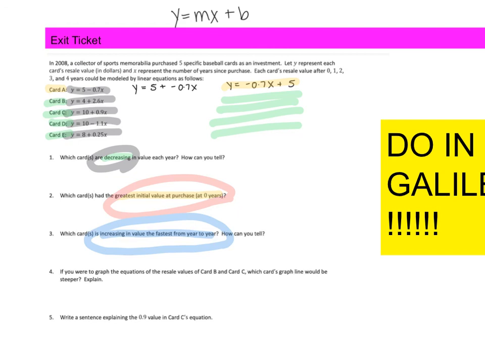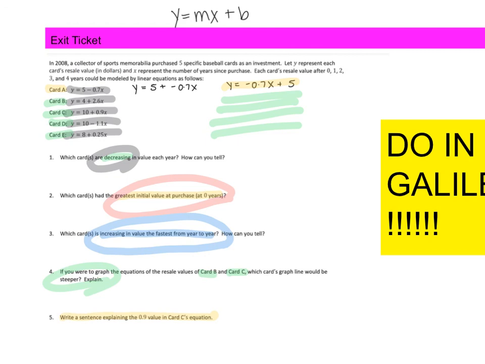If you were to graph the equations of the resale values of card B and C, which one would be steeper? And then, lastly, it says write a sentence explaining the 0.9 in card C's equation. What does that 0.9 represent?